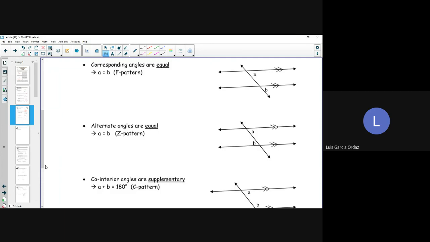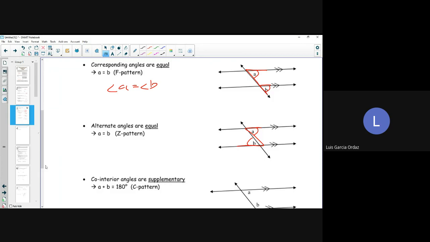So we have corresponding angles are equal, so I have my F pattern. As you can see, I have my F pattern over here, which means angle A and angle B are the same. Then I have my alternate angles pattern, which is my Z pattern. Remember, these two angles over here are going to be the same.